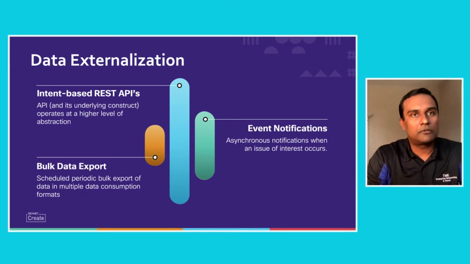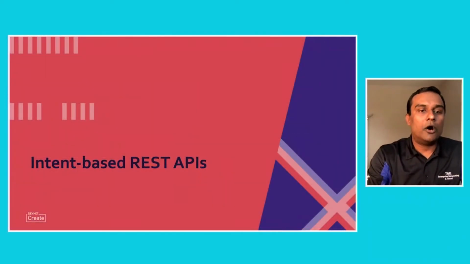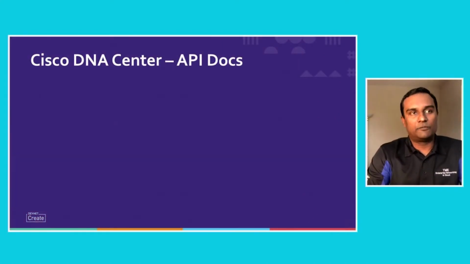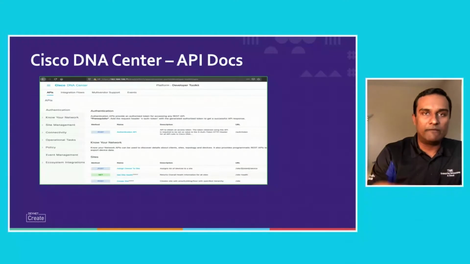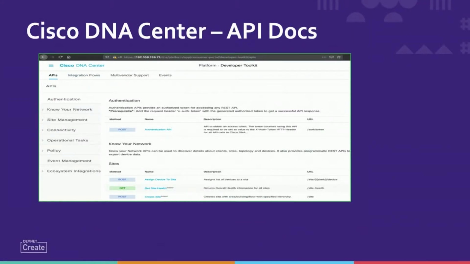So let's talk about the intent-based REST APIs. All of the APIs that we have on DNA Center are exposed via the developer toolkit on DNA Center. So if you go to the DNA Center user interface, you will see the platform tab, and within the platform tab, you have developer toolkit.